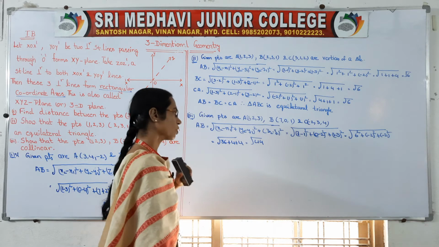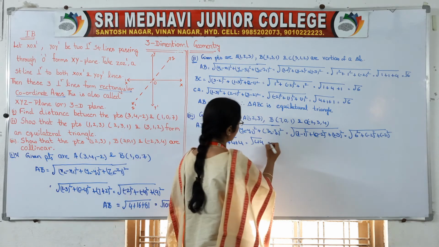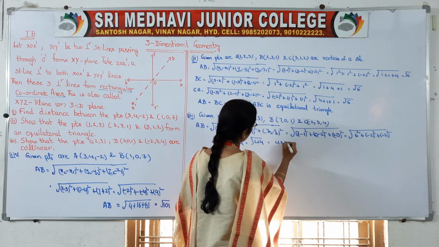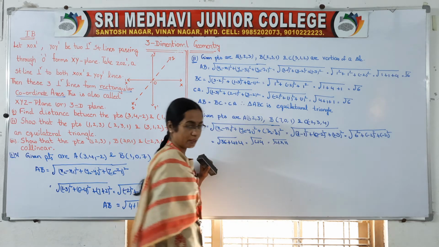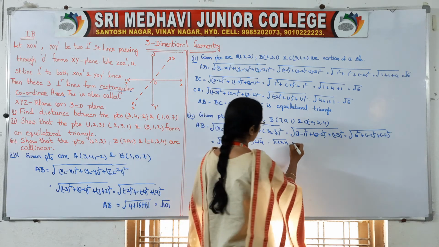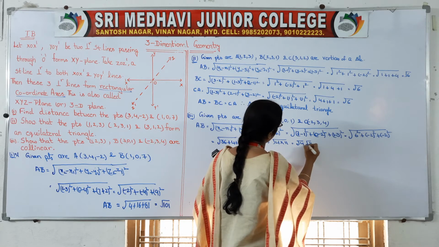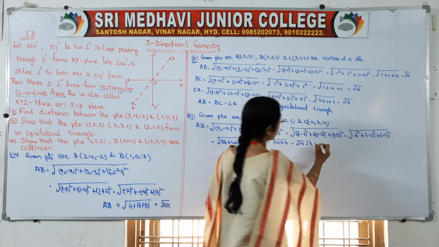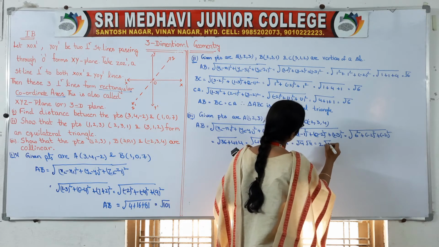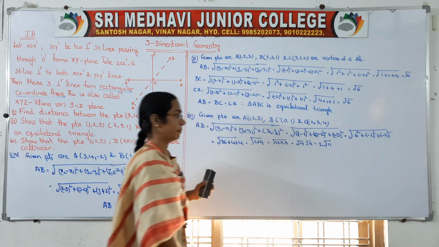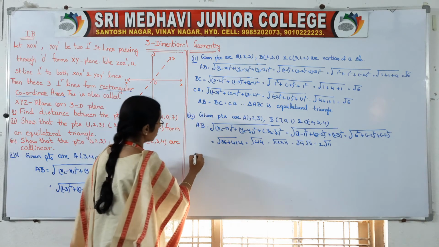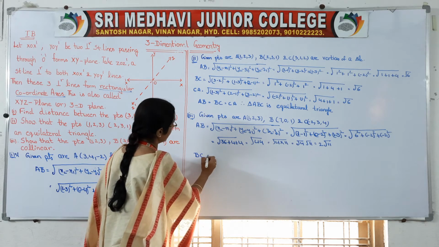How can we write this 44? We can write 4 into 11. Root 44, so now take the roots separately: root 4 times root 11. Root 4 is 2, so it is 2 root 11. Okay, next you take your BC.